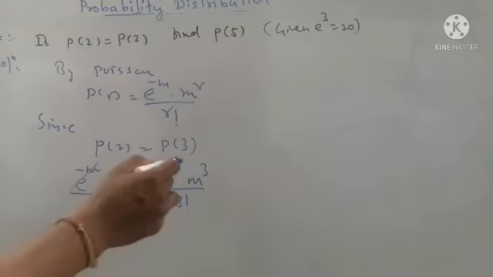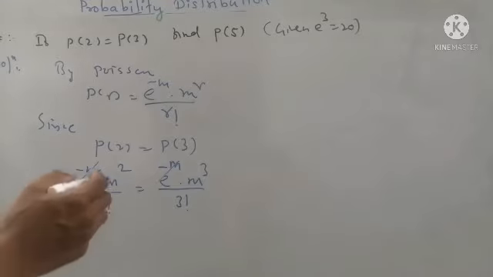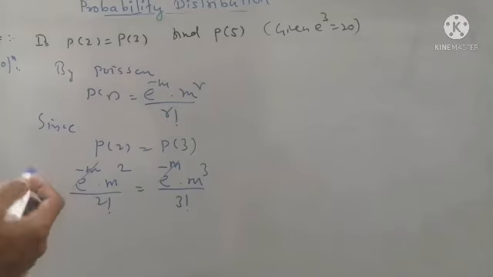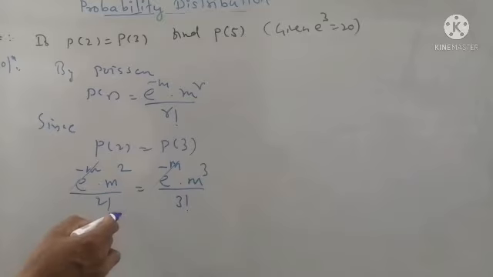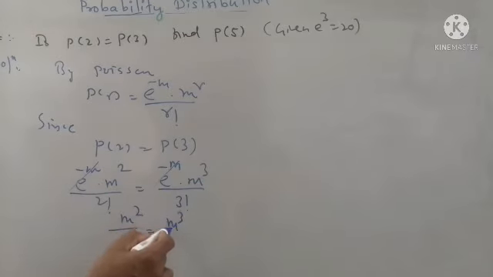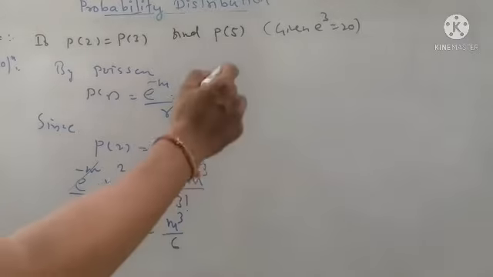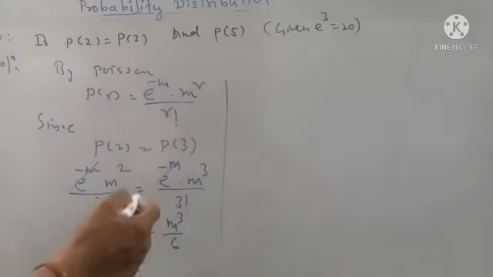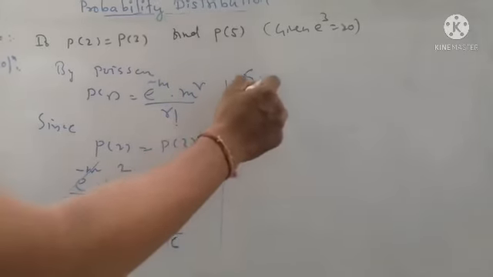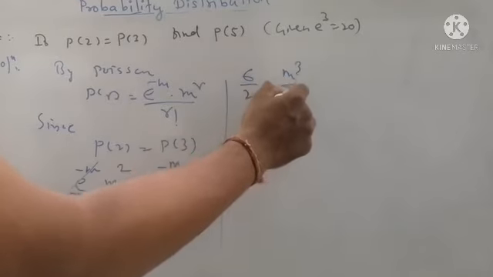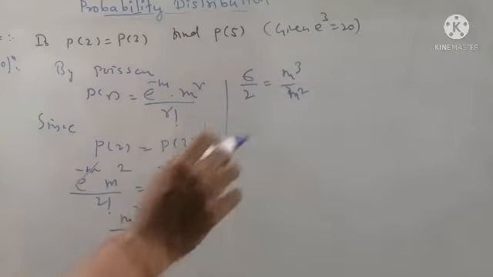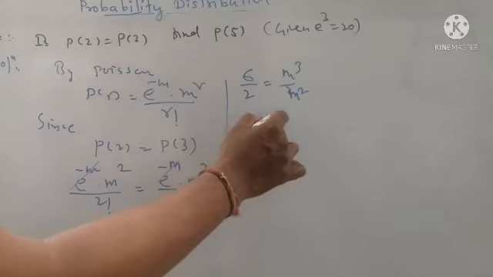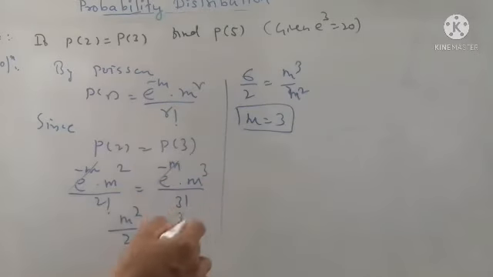As e raised to minus m is on both sides, we simplify by eliminating e raised to minus m on both sides. 2 factorial is 2, and on the right hand side m raised to 3 divided by 3 factorial is 3 into 2 into 1, that is 6. Now taking m square from the left hand side to the right hand side denominator, and 6 to the numerator of the left hand side, we get m cube by 3 divided by m square. By simplification we get m as 3. So the mean of this distribution is 3.